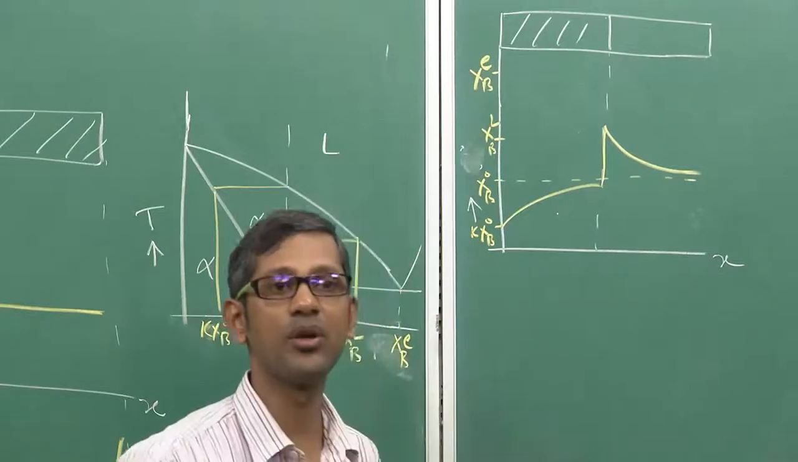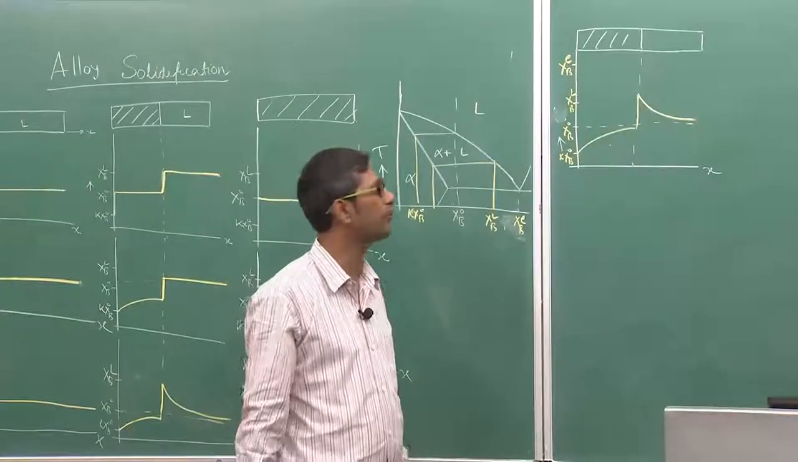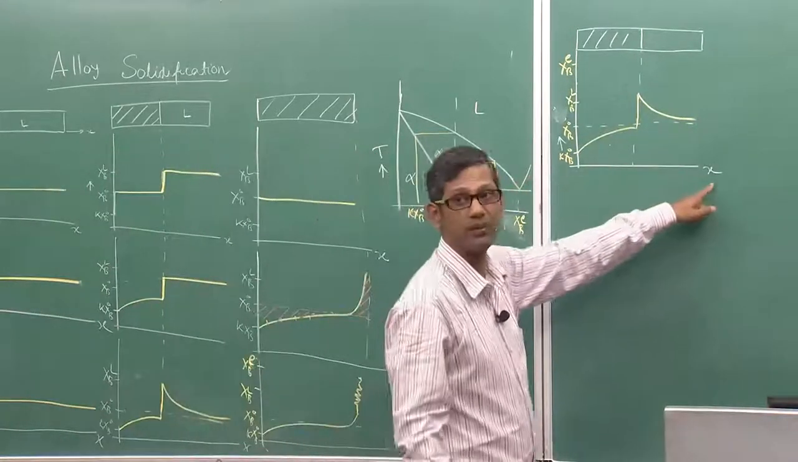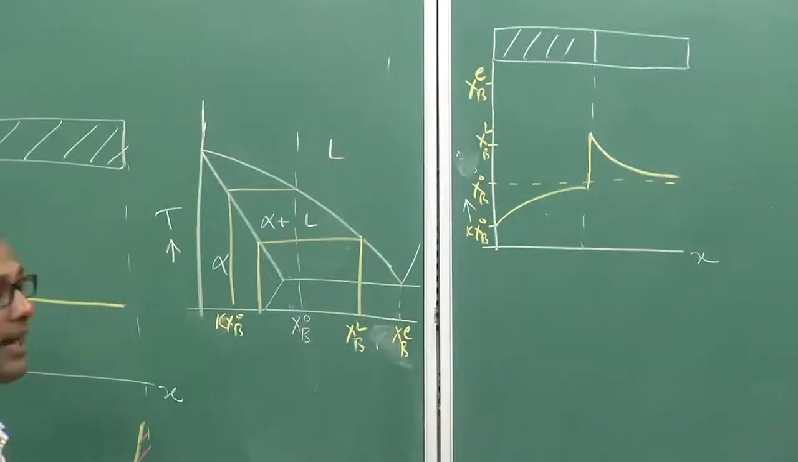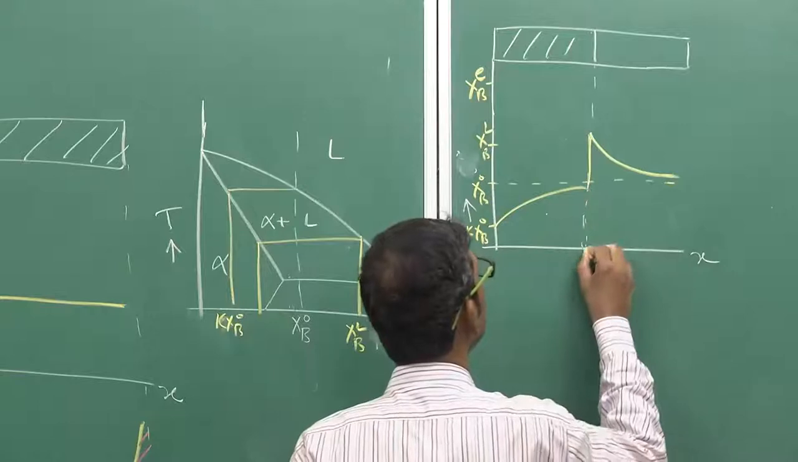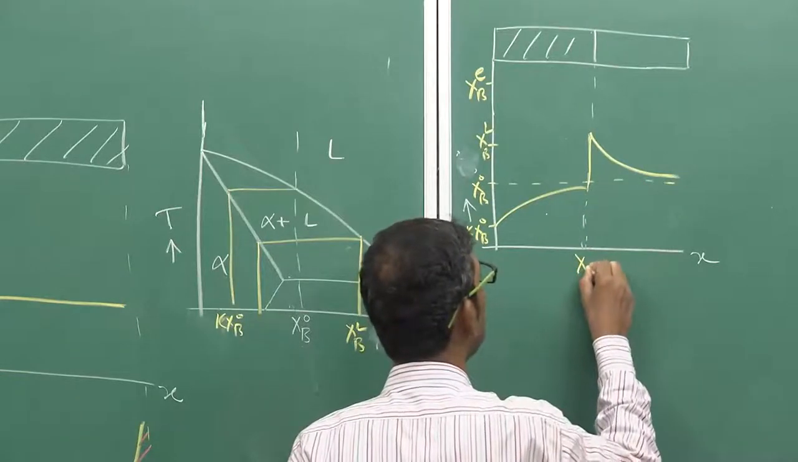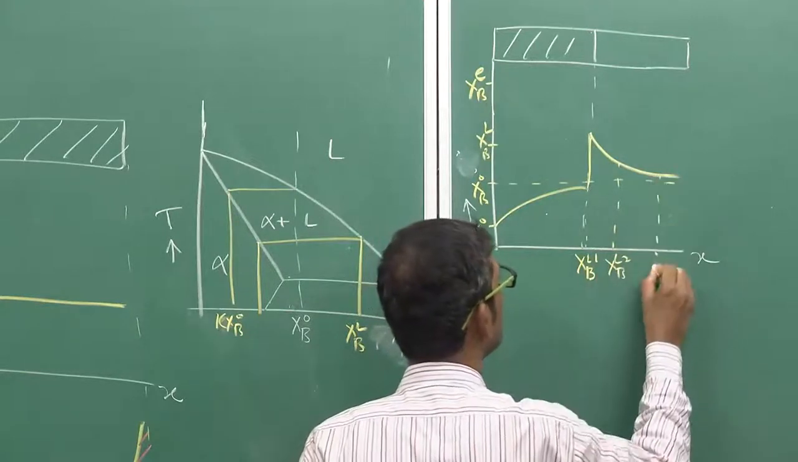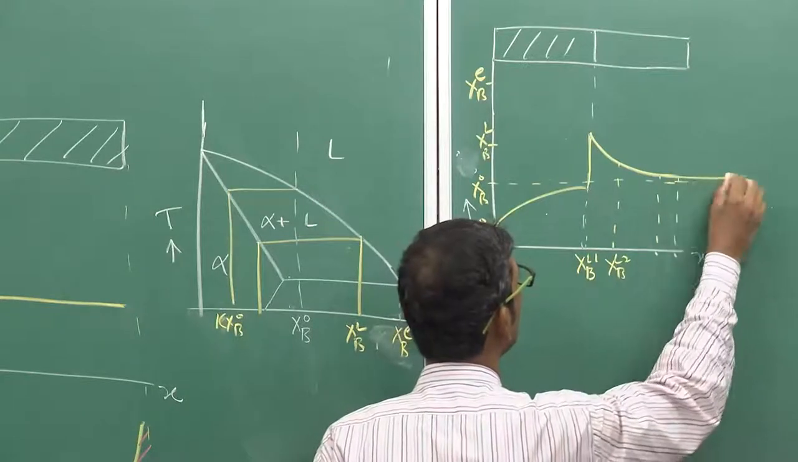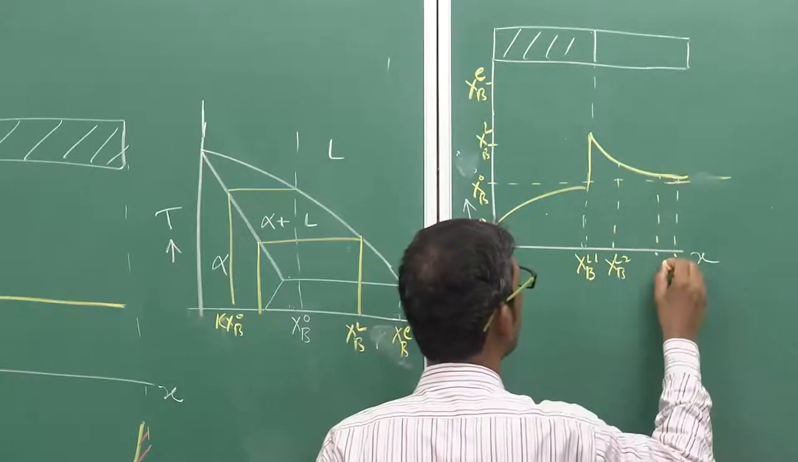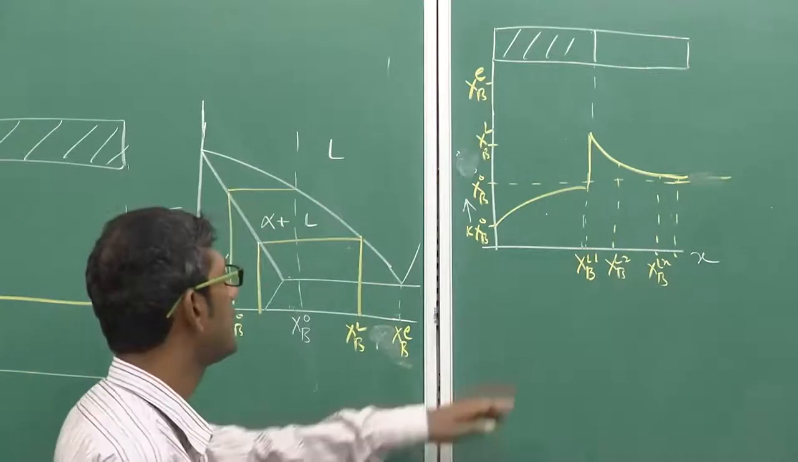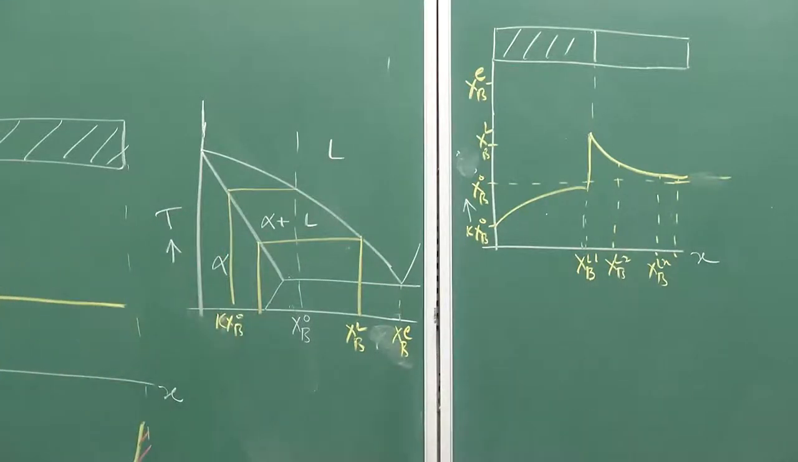Now how can I use this solid profile to discuss the different growth forms? Well, let us do that. Remember, this is composition versus profile distance X. Now I can actually take composition in the liquid. So suppose this is my XBL1, XBL2, like that. It goes on, it becomes flatter later on, XPLN, something like that.